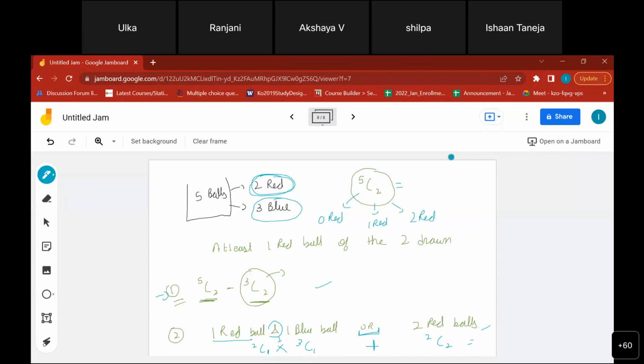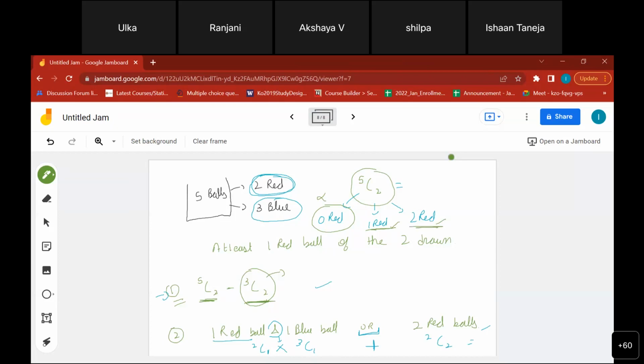All these three cases are considered, right? If I exclude this case from 5C2, I will get the cases where I have 1 red and 2 red balls. So 3C2 means 0 red balls, or in other words, 2 blue balls. So we have subtracted these 0 red ball cases from the total number of cases. What I am left with is all the cases which have 1 red ball and 2 red balls.